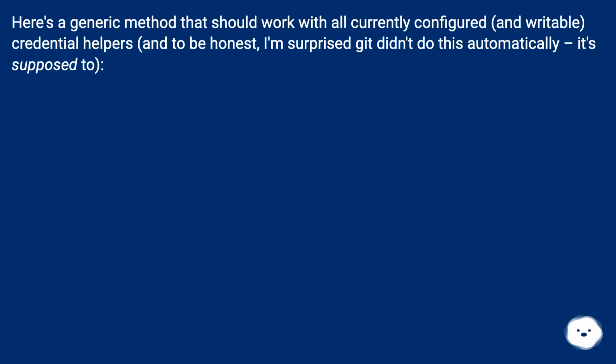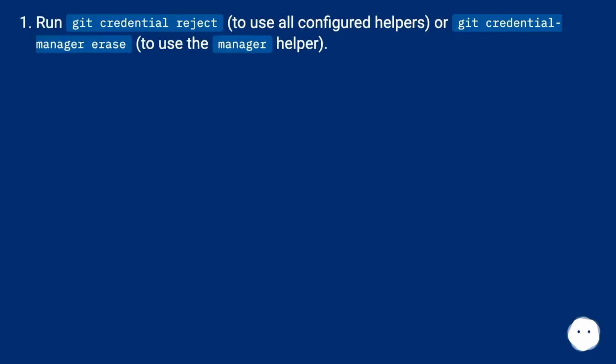Here's a generic method that should work with all currently configured and writable credential helpers, and to be honest, I'm surprised Git didn't do this automatically. It's supposed to. Run git credential reject to use all configured helpers, or git credential-manager erase to use the manager helper.